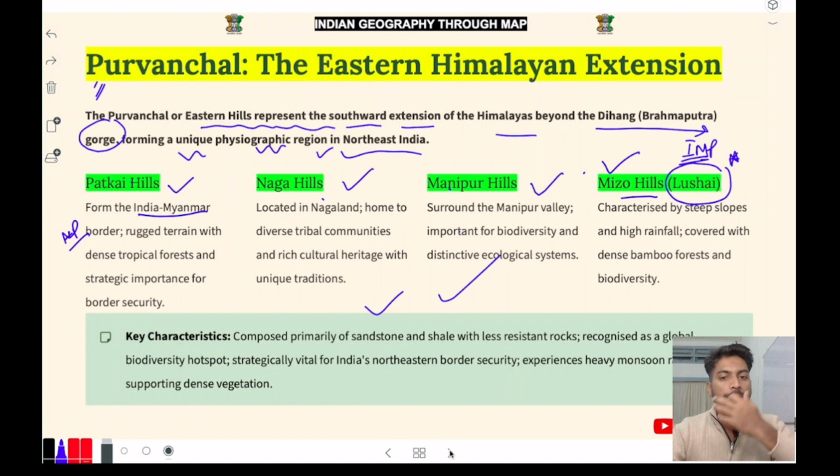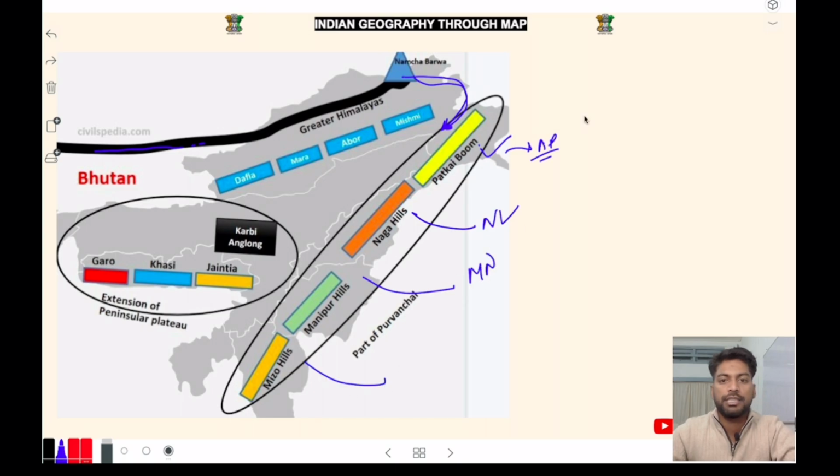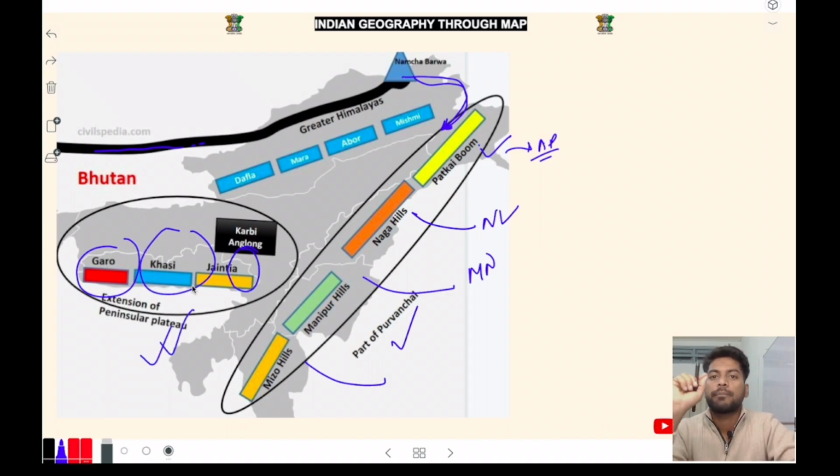Okay, chalo. Now see this. This one is your Greater Himalaya, and after that it takes a bend here. Okay, like this. Then you see Patkai Hills, that is in Arunachal Pradesh. Then Naga Hills, Nagaland. Manipuri Hills, Manipur. Mizo Hills, Mizoram. Okay, these are your hills, part of Purvanchal. And students sometimes mistake this one, Garo, Khasi, Jaintia. It's in Meghalaya, but these are not part of Himalaya. Remember, Meghalaya is not a part of Himalaya.